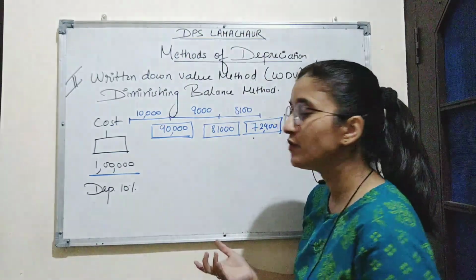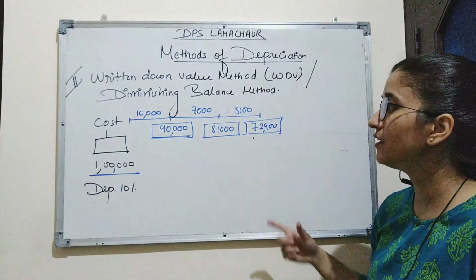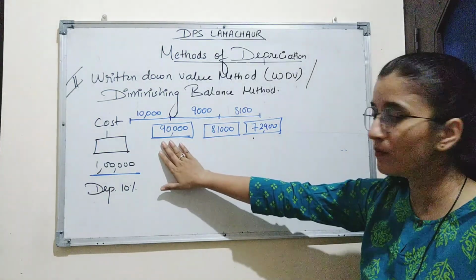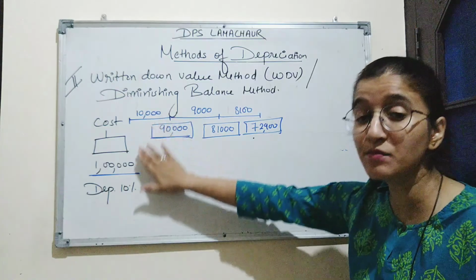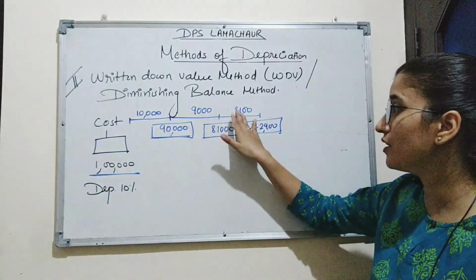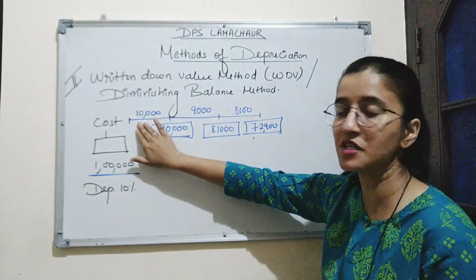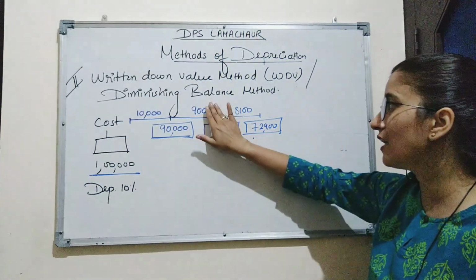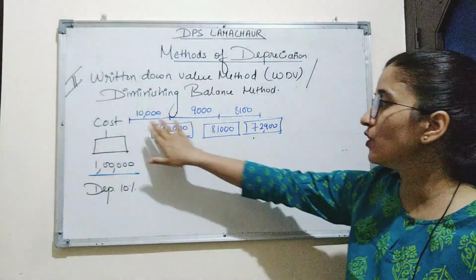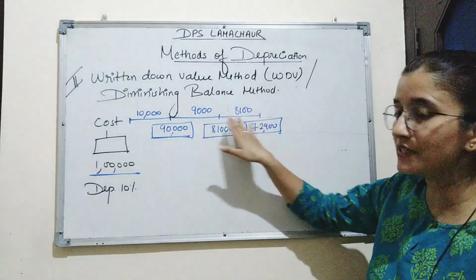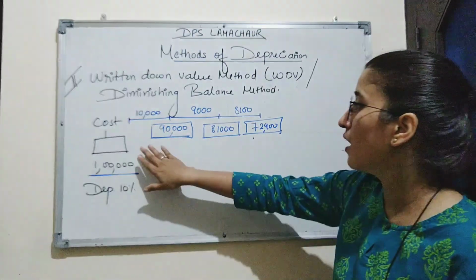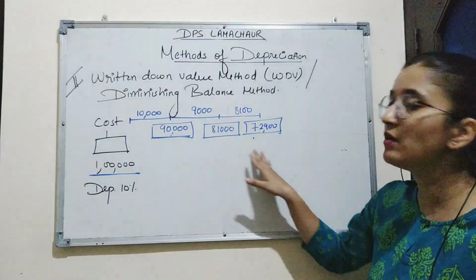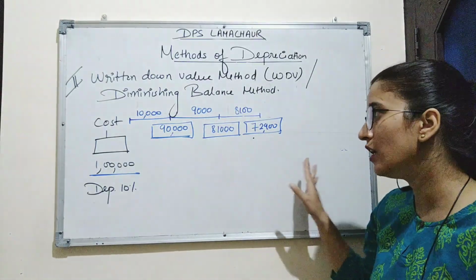So the first point was the depreciation was calculated every year on written down value method. Second point is the amount of depreciation keeps on decreasing year after year, as in the first year amount of depreciation was 10,000, then 9,000, then 8,100. So here the amount of depreciation is decreasing year after year. And the third point was the value of asset never becomes zero at the end of the year.